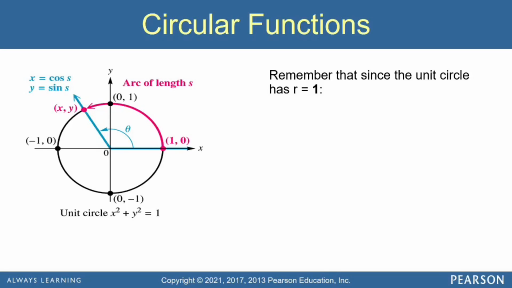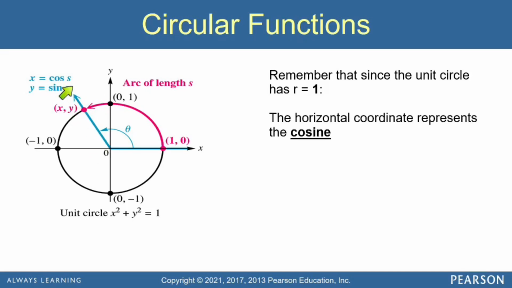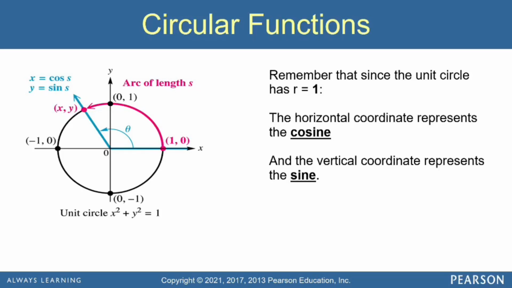Now, you already know this, but just as a reminder, we want to remember that the unit circle has a radius equal to 1, and so wherever the terminal side of your angle crosses the unit circle, there will be an xy point. And so the horizontal coordinate of that point represents the cosine, and the vertical coordinate of that point represents the sine. That is not new information. We've been knowing that since section 1.3, but I just wanted to remind you.